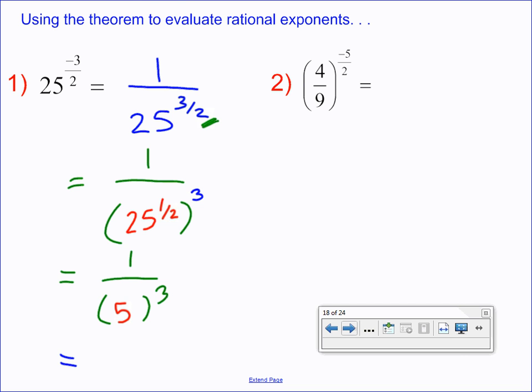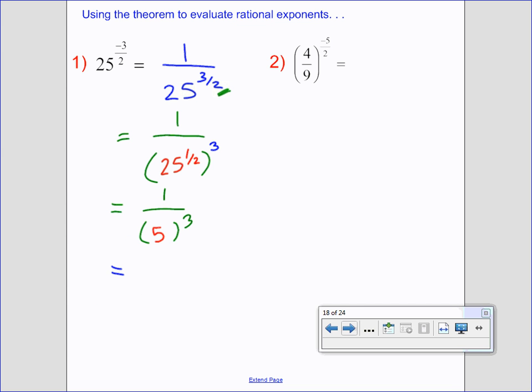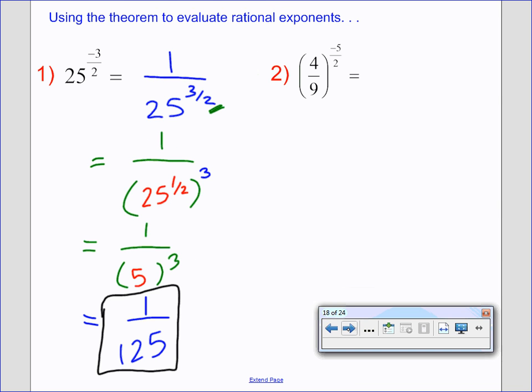What is 5 cubed? Cody? 125. Good, thank you. So my final answer is 1 over 125. Good, thank you. Let's try another.